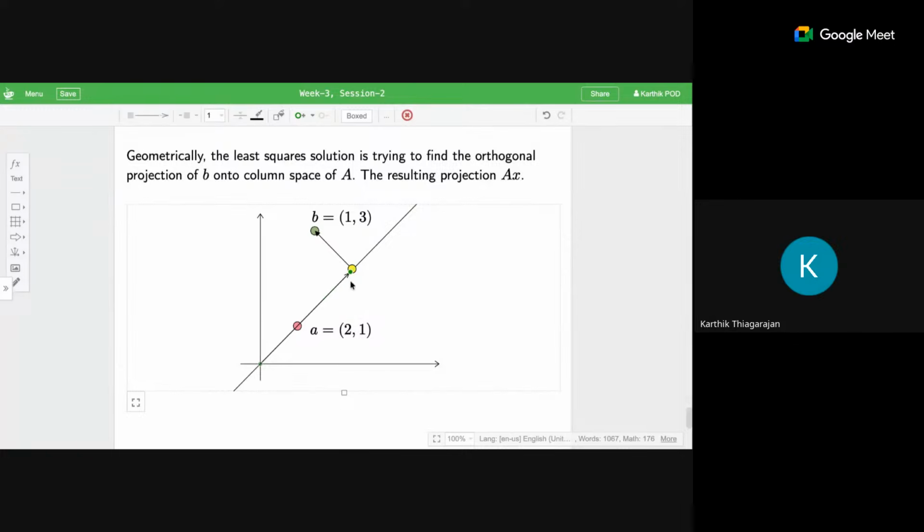So how can you represent this yellow vector here? Let's call that c. How do you represent this yellow vector in terms of A, b? It is some multiple of A. Let's say it's alpha times something. What is that something? It is alpha times A. So this is alpha times (2, 1). Is it clear to everyone? We don't know what alpha is, but that's the idea.